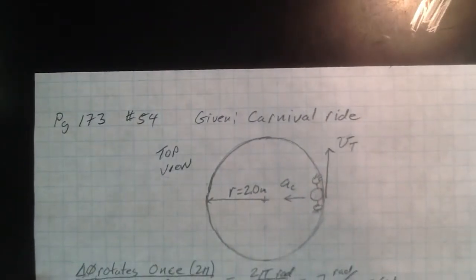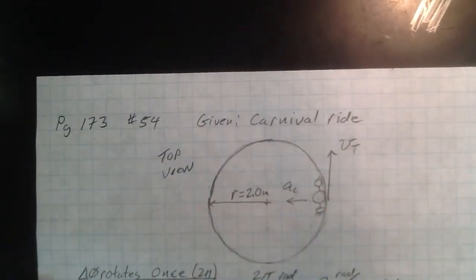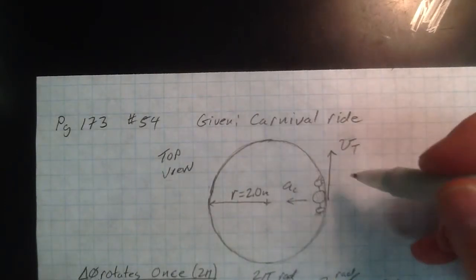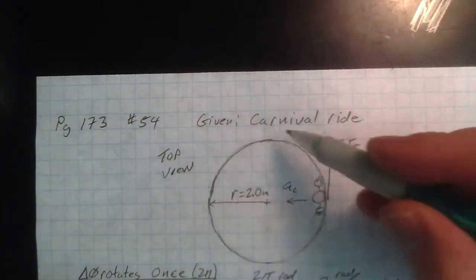Okay, this is regular physics, uniform circular motion, page 173, problem number 54. This is a challenging problem. You really have to pay strict attention to your free body diagram. All right, so we have this carnival ride.